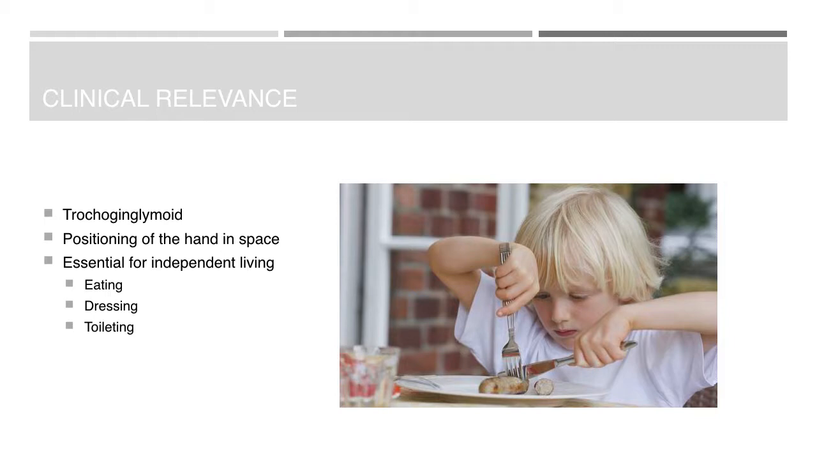Starting with the clinical relevance, the elbow is a trochoginglymoid joint, meaning it has 2 degrees of freedom. It's capable of both flexion and extension, as well as supination and pronation, making it play a key role in the positioning of the hand in space. This makes the hand and elbow both essential for independent living and activities such as eating, dressing, and toileting.